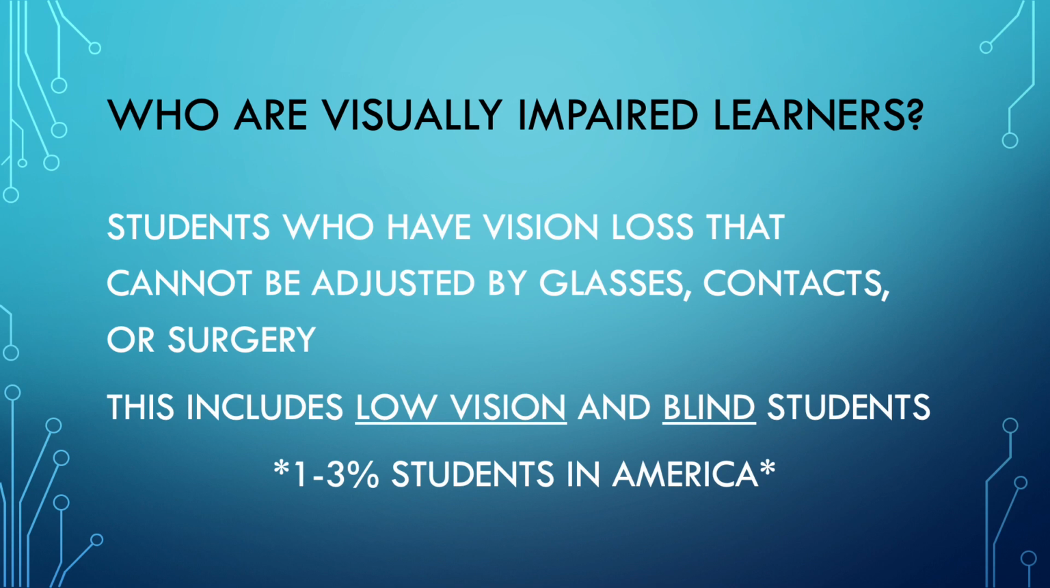Visually impaired learners are students with vision issues that cannot be fixed by any means, such as wearing glasses, putting in contacts, or any type of surgery. Therefore, this includes blind students and those with very low vision. According to the CDC, 1 to 3% of all students in America are considered visually impaired.